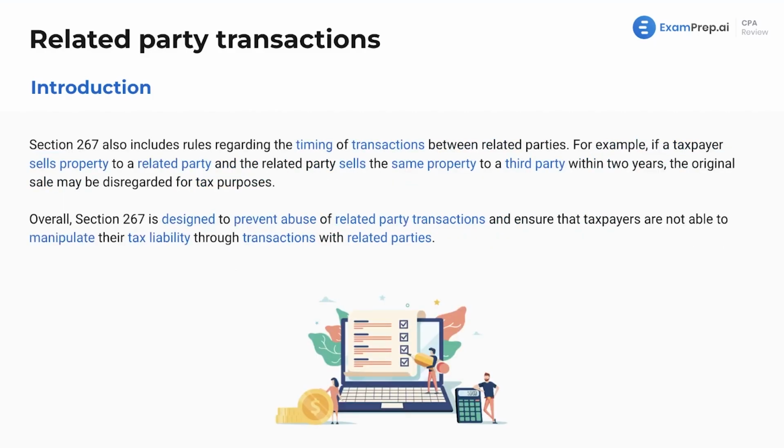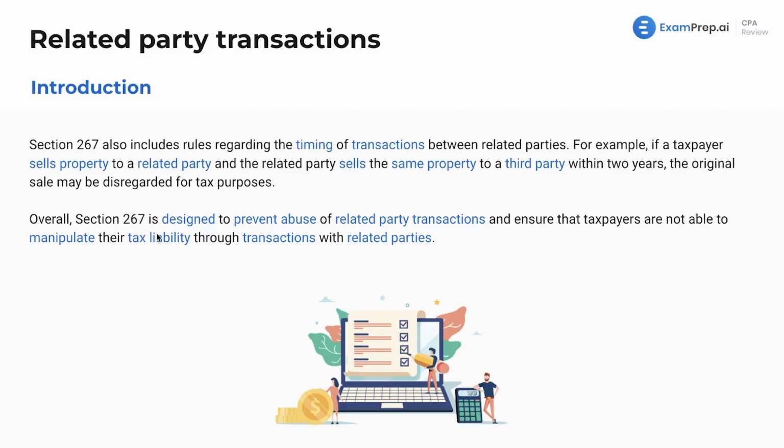Section 267 also includes rules regarding the timing of transactions between related third parties. For example, if a taxpayer sells property to a related party and the related party sells the same property to a third party within 2 years, the original sale may be disregarded for tax purposes. This is quite similar to intercompany transactions, if you're familiar with this exam, or in the financial exam, where you have a wholly owned subsidiary. The parent sells something to the subsidiary then sells to the unrelated third party. That would be kind of what we're dealing with here.